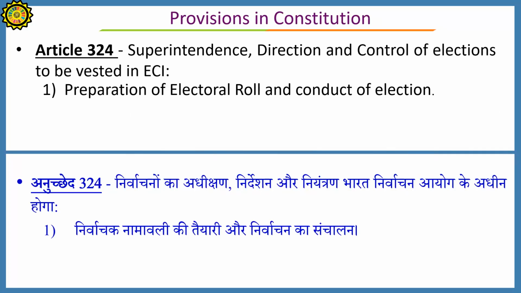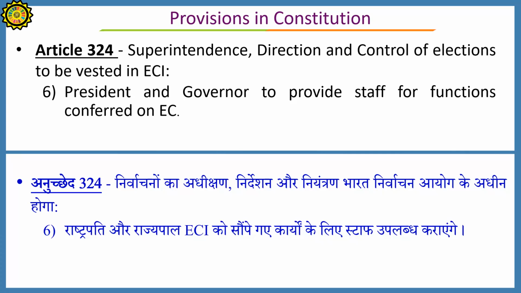Provisions in the Constitution. Article 324 of the Constitution says superintendence, direction and control of elections is vested in the Commission. Its point 1 is about preparation of the electoral roll and conduct of elections, which is to be done by the Commission. Point 6 says the President and Governor shall provide staff for functions conferred on the Commission.